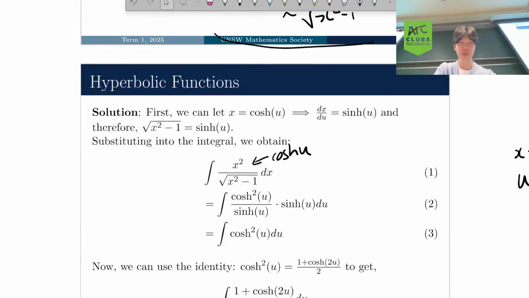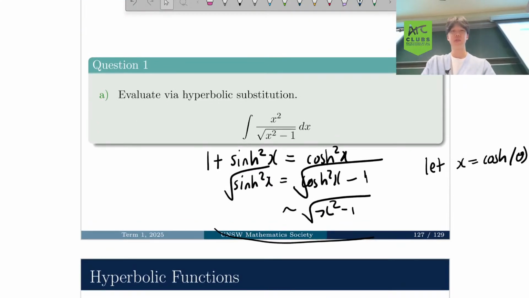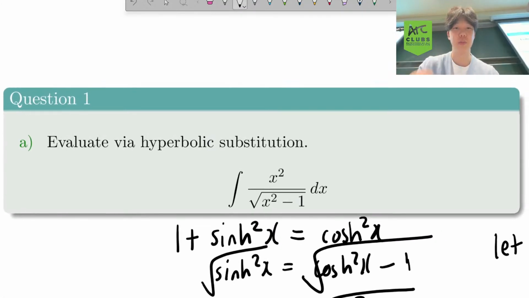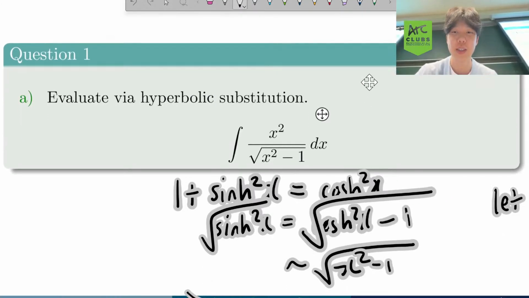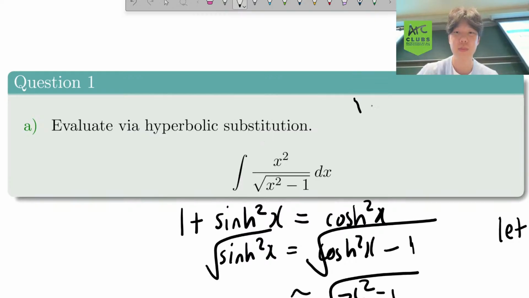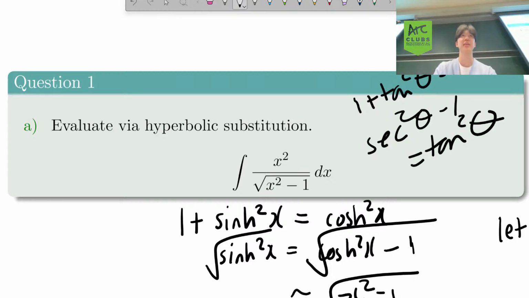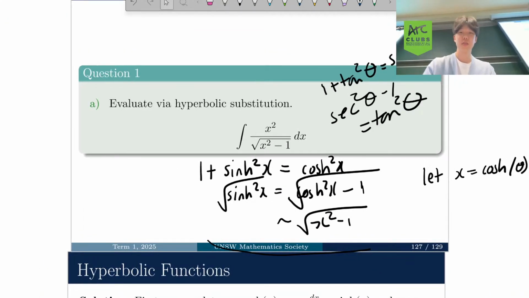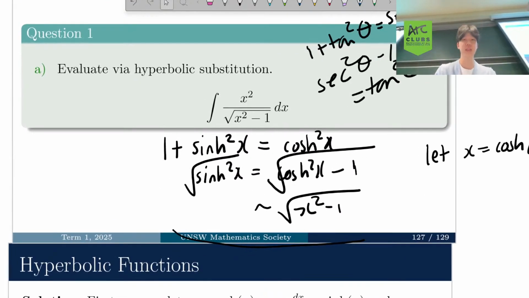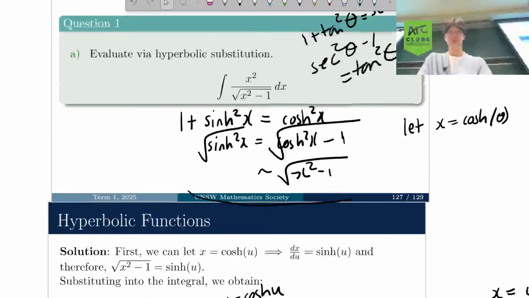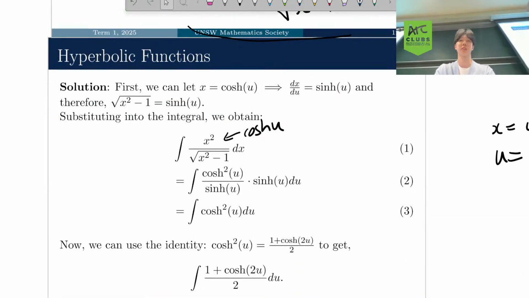So that is how we can use hyperbolic trig to do integrals like this. So there are other ways because that's just the beauty of integrals. Like for example, I know the fact that 1 plus tan squared theta is sec squared theta, and sec squared theta minus 1 equals tan squared theta. So I can also let x equal sec theta, but the fact that we know this hyperbolic trig identity just opens up new methods to do the same integral. Are we all good?